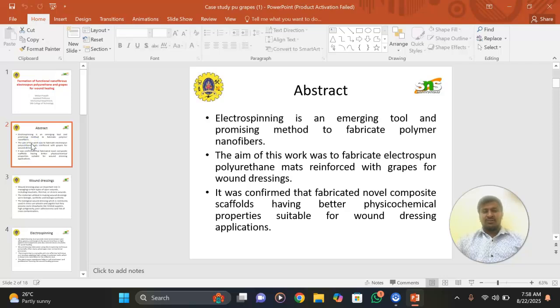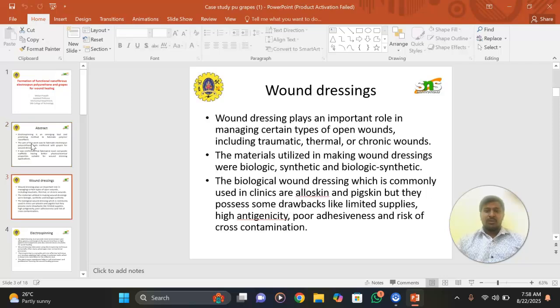The abstract of my study: in this study, I used the electrospinning technique for fabricating a novel scaffold based on PU containing grapes for wound healing applications. It was shown in my study that the novel composition showed better physicochemical properties suitable for wound healing applications.